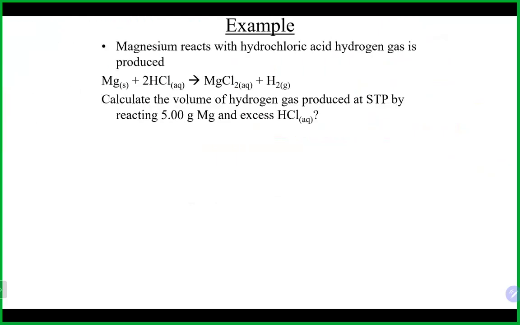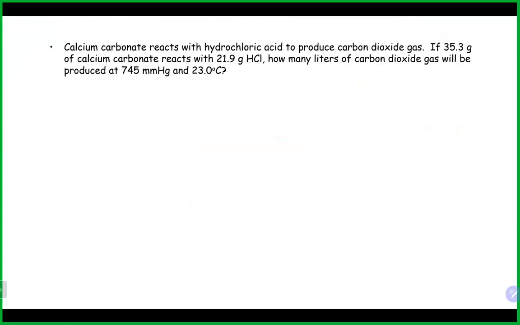All right. Questions on solution stoichiometry? Let's try one more. Why not? Calcium carbonate reacts with hydrochloric acid to produce carbon dioxide gas. If you took 35.3 grams of calcium carbonate and reacted it with 21.6 grams of hydrochloric acid, how many liters of carbon dioxide would you produce at 745 millimeters of mercury and 23 degrees Celsius? So this would be a good practice of everything.